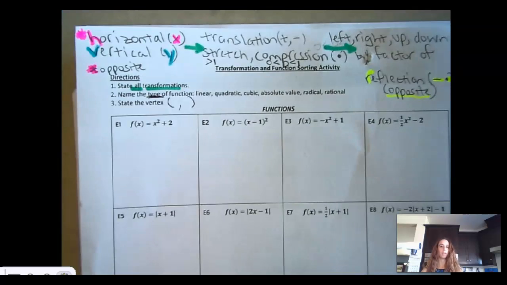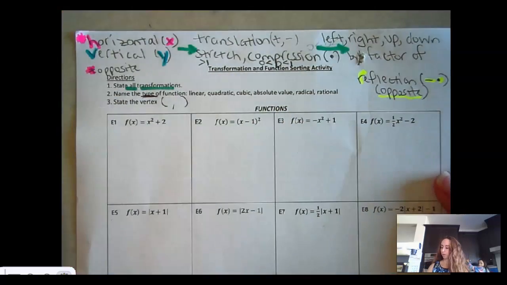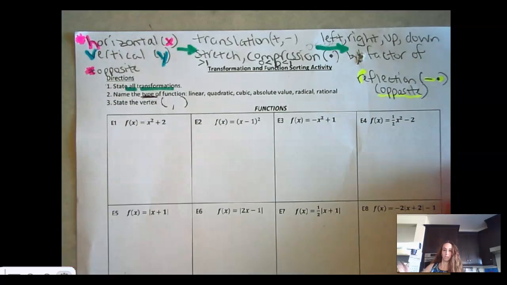If you cannot print it, which is fine, get a white piece of paper and write all this stuff down. So pause the video right now and copy that stuff down. Trust me, it will help you. I color coded everything. Okay? We're going to go through each one and we're going to state the transformations, name the type, and find the vertex.